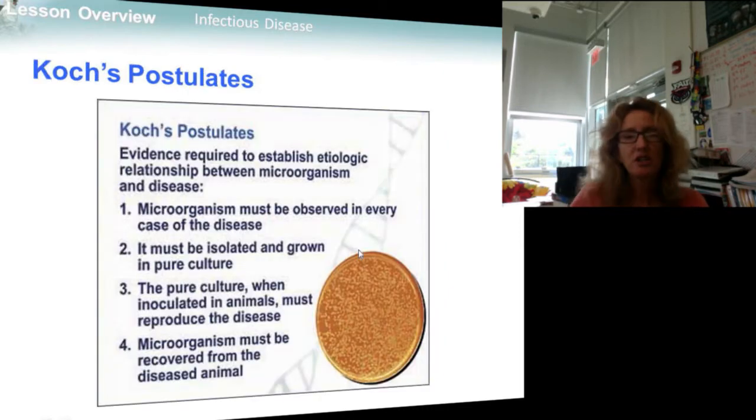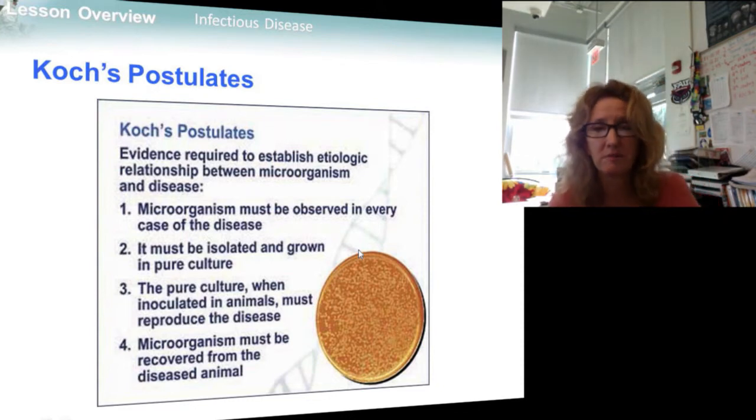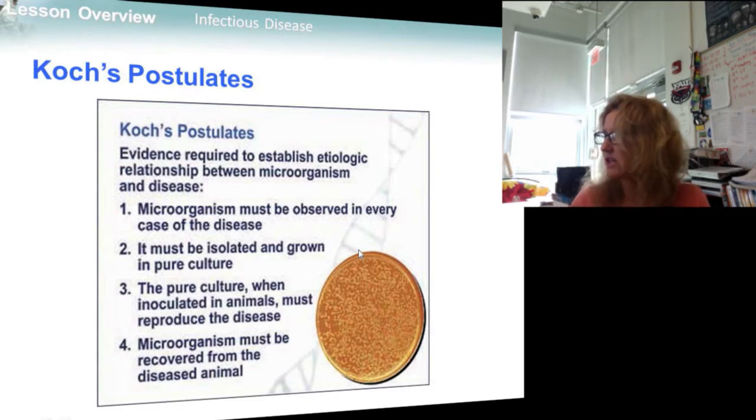So Koch's studies with bacteria led him to develop the rules for identifying microorganisms that cause a specific disease. These rules are known as Koch's postulates. And here they are. Number 1, the pathogen must always be found in the body of a sick organism and should not be found in a healthy one. Number 2, the pathogen must be isolated and grown in the laboratory in a pure culture.